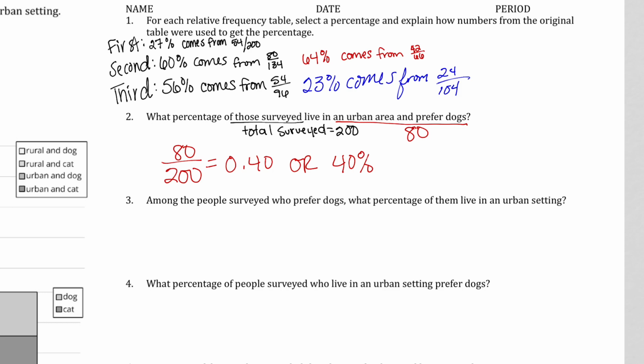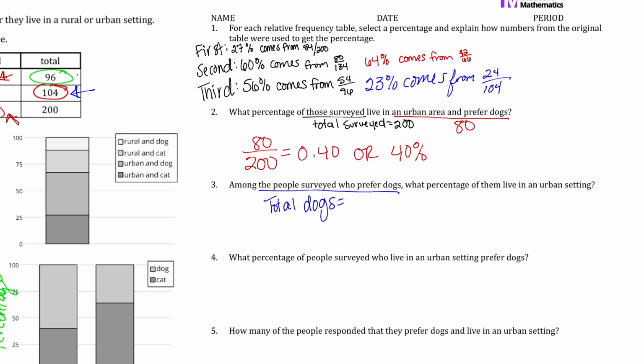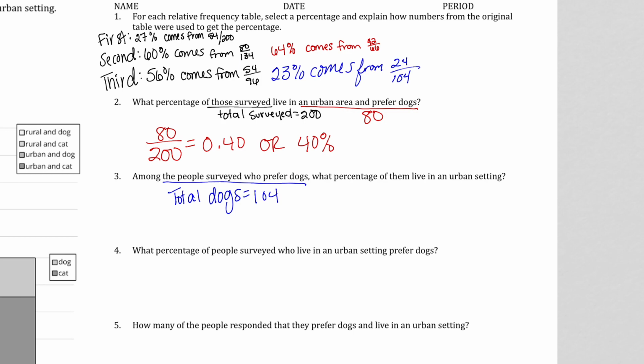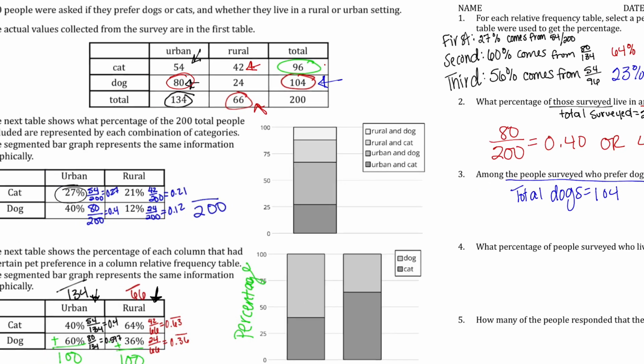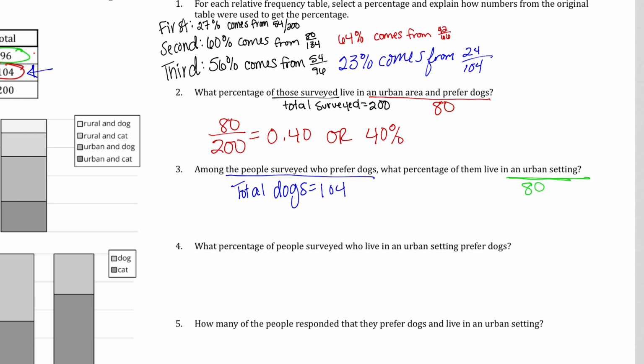On the next one, among the people surveyed who prefer dogs. So we're looking specifically at the people surveyed who prefer dogs. So total dogs. Okay, so total dogs is 104. What percentage of them live in an urban setting? So we're looking at our dogs in an urban setting, so we're still looking at our 80 there. So we're going to say 80 divided by 104 is 0.77. I think that was a rounded one, if I remember correctly, or 77%.